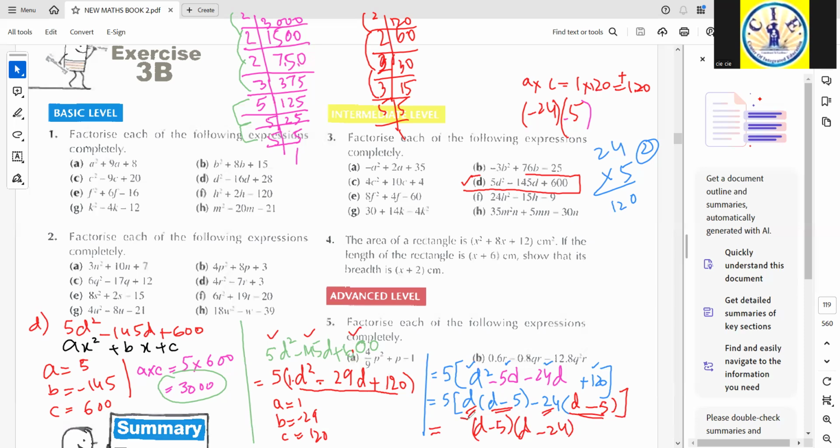And all of them have 5 as a common factor. Now, for this answer, you can see there are 3 factors of the final term. One is 5, second is d minus 5, and the third is d minus 24. These are the 3 factors of the given quadratic expression. So this is how you need to solve them.